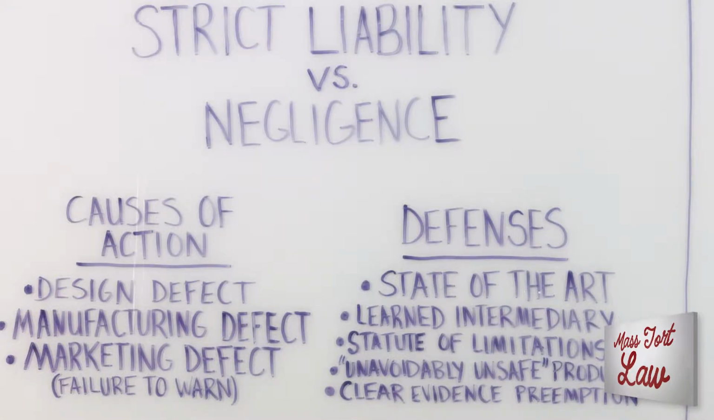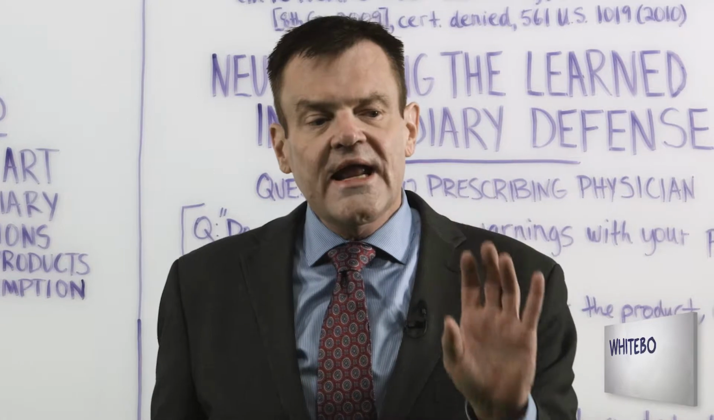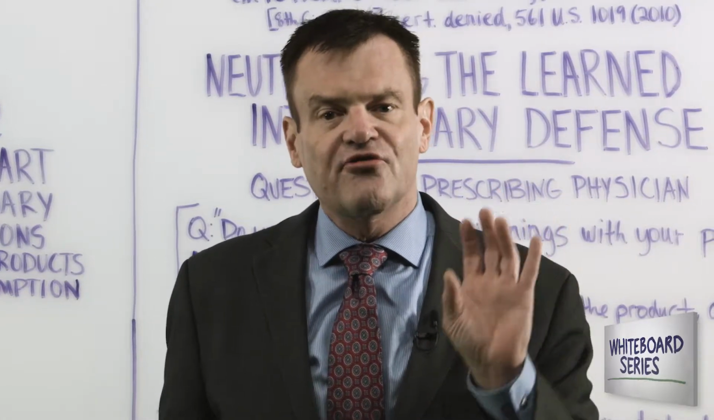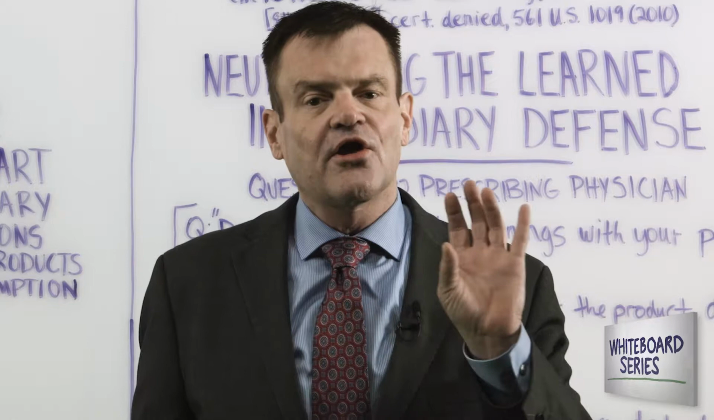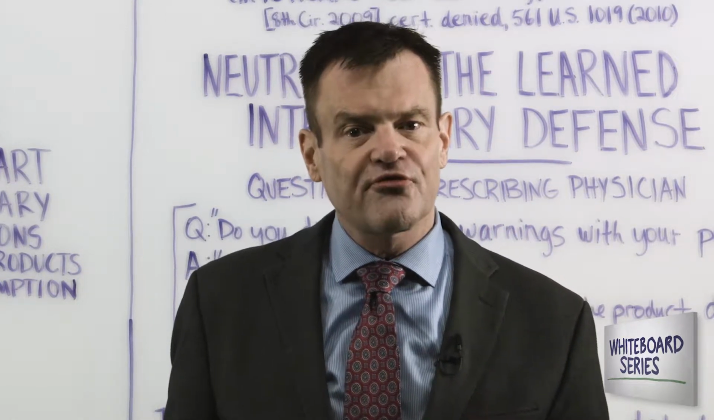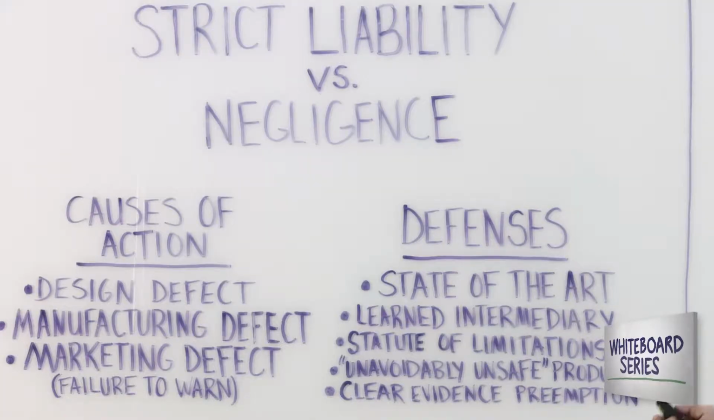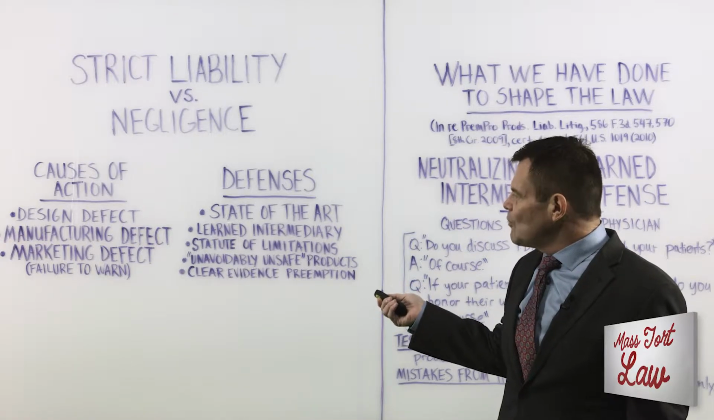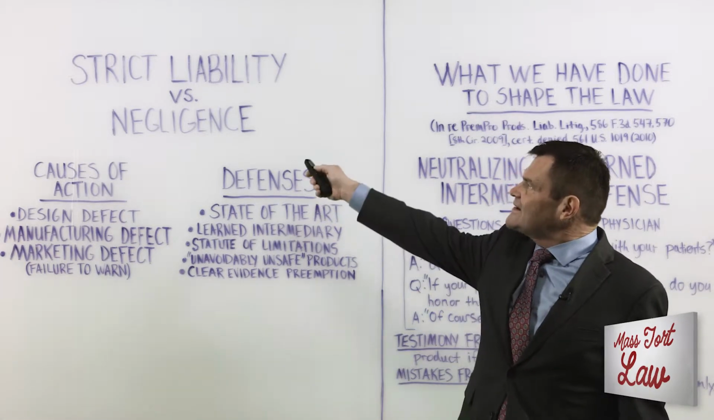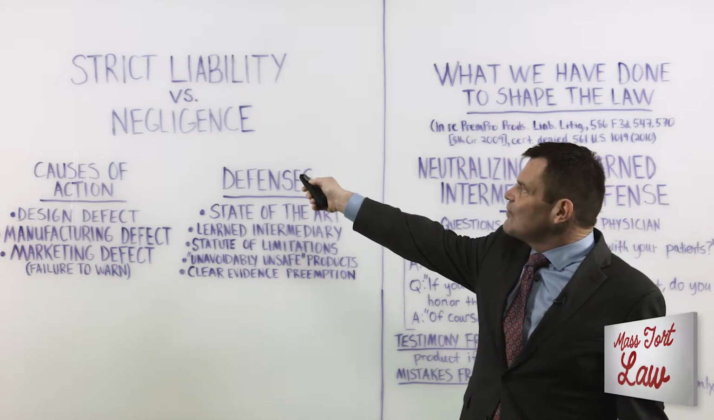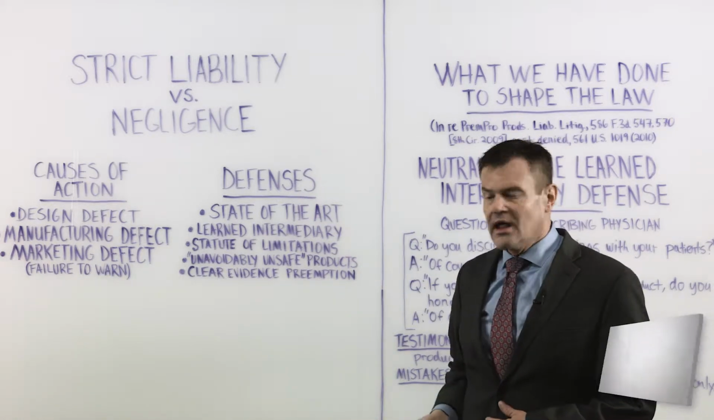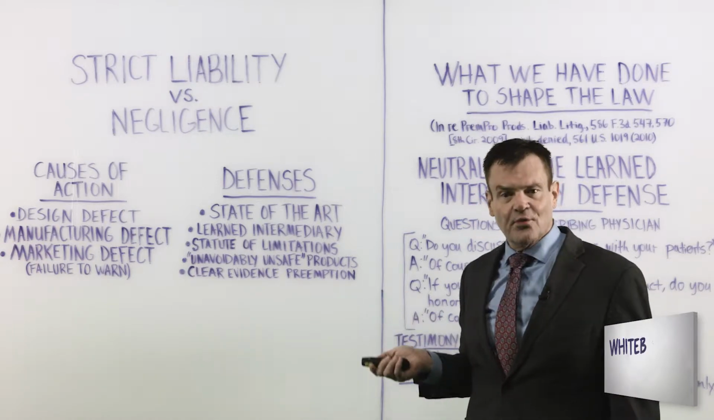One is called the state-of-the-art defense. This is typically raised against the design defect claim, and it says this: we produced our product based on existing knowledge of the time, and we conformed to what everyone knew the risks of products were at the time. In other words, we made our product just like everybody else did. We did nothing wrong. We did everything right. The problem with the state-of-the-art defense is that it really takes the design defect claim out of the strict liability realm and puts it into the negligence realm.